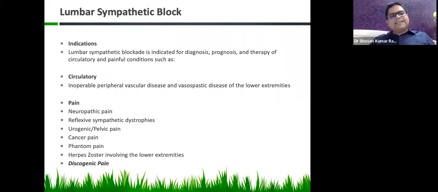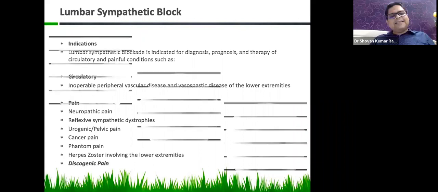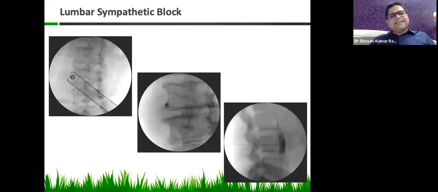Then we go for, these are the various indications again: neuropathic pain, urogenic pelvic pain, cancer pain, phantom limb pain. Also, we go for a lumbar sympathetic block. Where we do this lumbar sympathetic block is basically L1 and L2, or we can say L2, because all the sympathetic plexus coming from the lower limb is going through L2. So that is particularly the level where you put a needle.